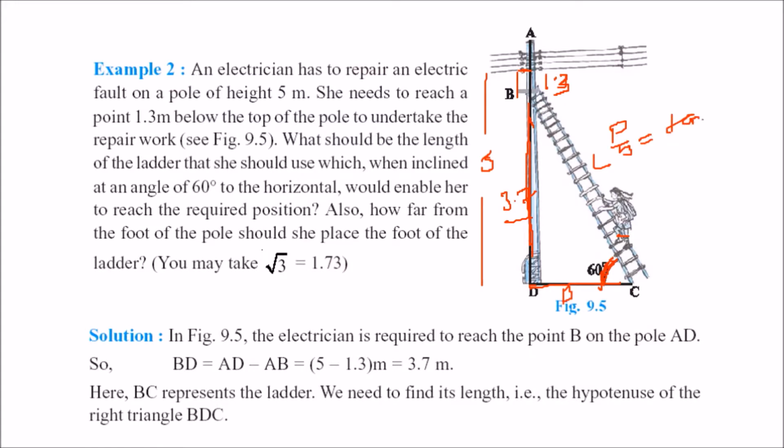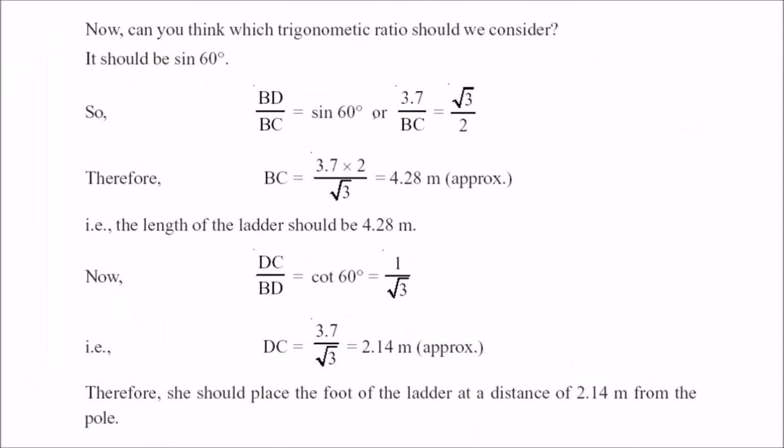Tan theta, tan theta. So tan 60 will be what? Tan 60 will be nothing but 3.7, that is perpendicular by base, that is this base, which is the distance of the foot of the pole from the foot of the ladder. So this is what? Say this is distance d. So d can be easily computed by 3.7 by tan 60, and tan 60 we know what is the value of tan 60. This is your tan 60, and you can easily find out the distance.